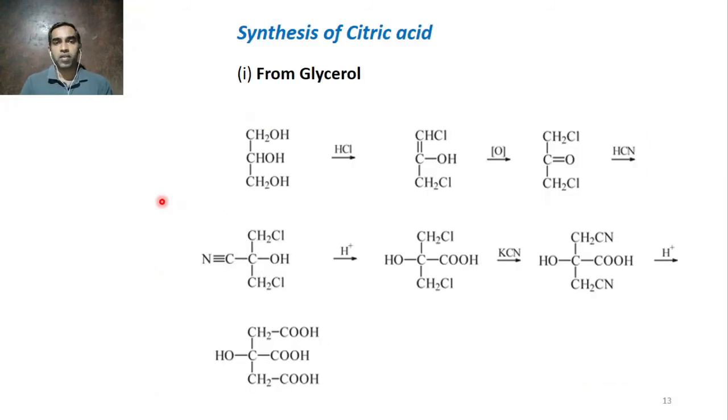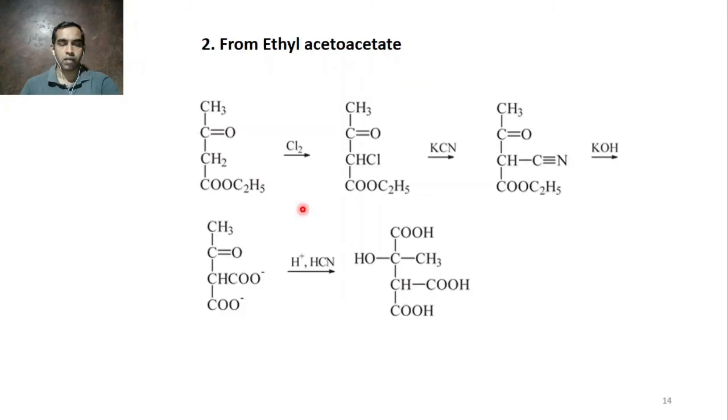And we will see one or two syntheses of citric acid. Citric acid can be synthesized from glycerol. Glycerol you react with HCl, convert to hydroxy hydrochloride, then you oxidize the center carbon to C=O, addition of hydrogen cyanide to give cyanide and OH, then you do acid hydrolysis to convert CN to COOH, then you add KCN to CH2Cl to get CH2CN, then do acid hydrolysis to give COOH, OH and CH2COOH. Okay, this is citric acid.